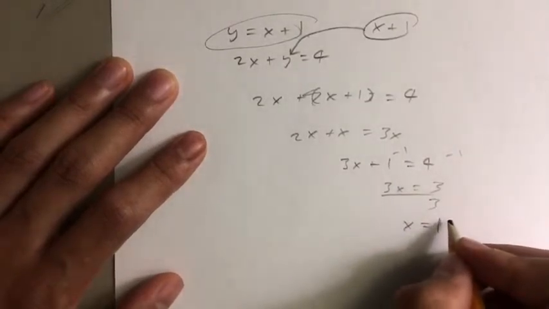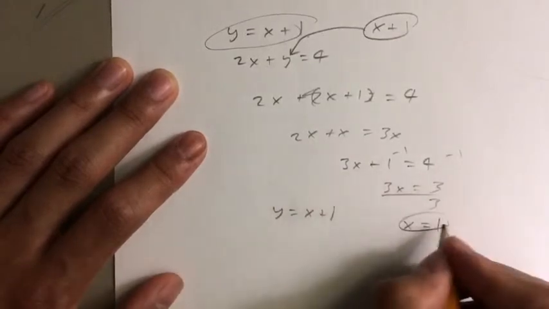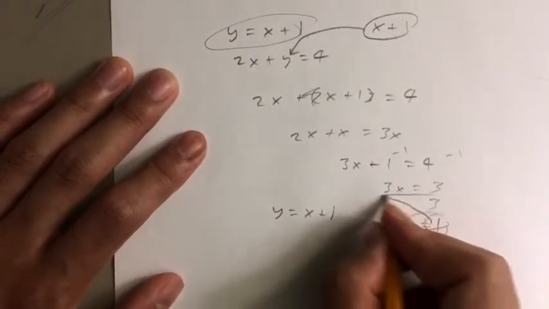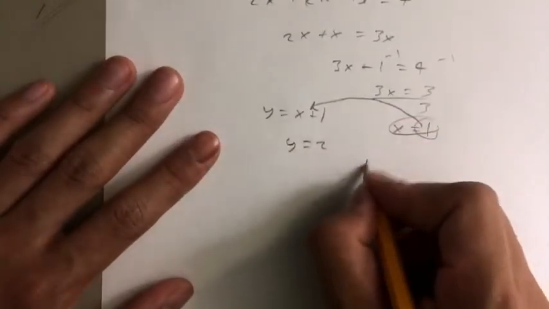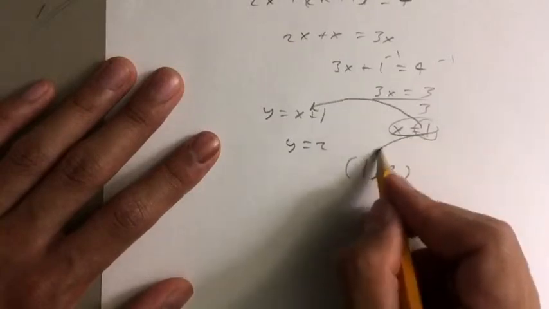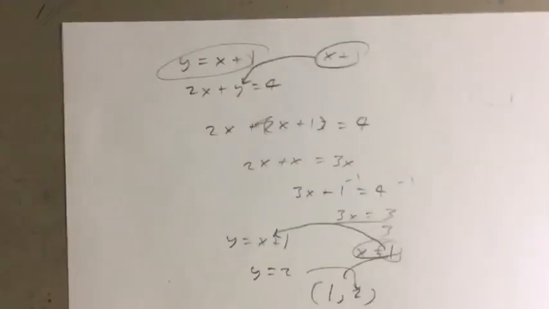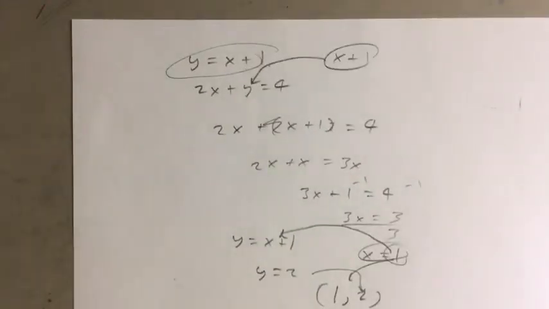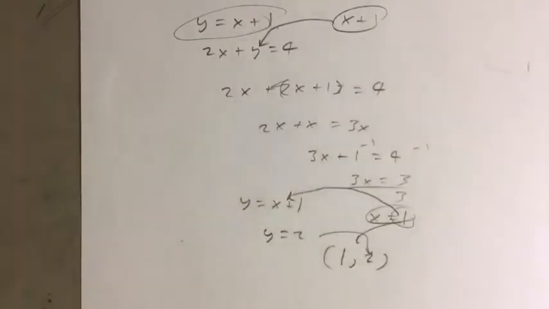So now we have that. And you know that y equals x plus 1, and since x equals 1, we're going to substitute that in, and that gives us y equals 2. So basically the solution is 1, 2. Let's represent it as a point. X is 1, and y is 2. And we're done. So that's how you solve it with substitution. It comes out actually quite elegantly, and it's probably the most beautiful thing you'll learn in Algebra 1.